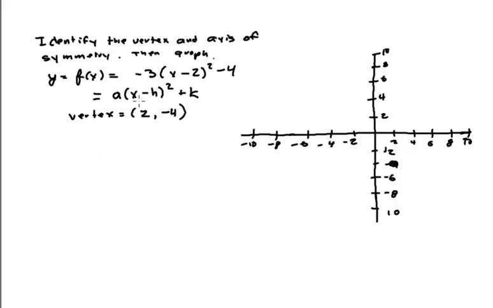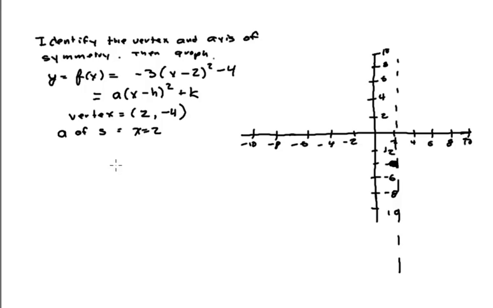Our axis of symmetry is always the vertical line that goes through the x-coordinate of our vertex. So our axis of symmetry is x equals 2. That's always going to be true when you have the vertex. The axis of symmetry just goes through the x-coordinate there. Our leading coefficient here is negative. That tells us that our parabola is going to open downward.